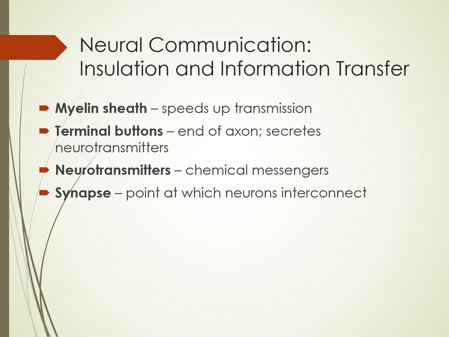There is this small microscopic gap called the synapse. This is a point where neurons meet or interconnect, but really they're not quite meeting, right? There's this small microscopic gap, and so that change in electrical charge can't jump the gap, and so they release neurotransmitters, which are chemical messengers that the brain uses to communicate to other neurons.